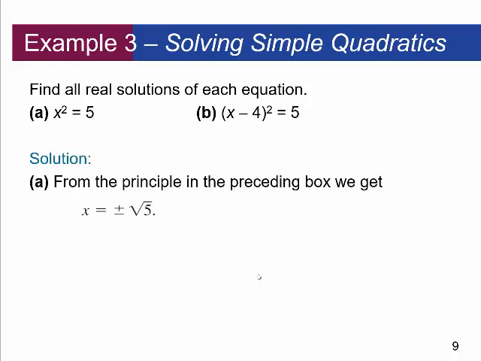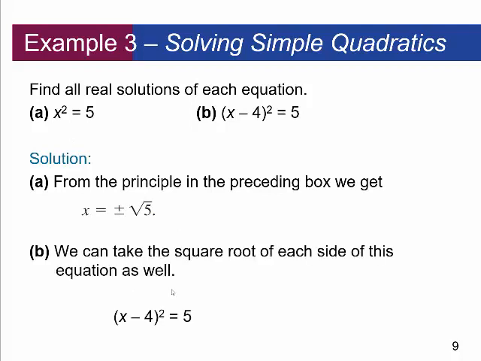All right, so for the first one here, from the principle in the preceding box, or from a previous course, we know that to undo a square, we take the square root, but when you take the square root to solve, you get two solutions. You get plus and minus the square root of 5 here. So that's one answer. It's very important that when you take the square root to solve, you get both a positive and a negative solution.